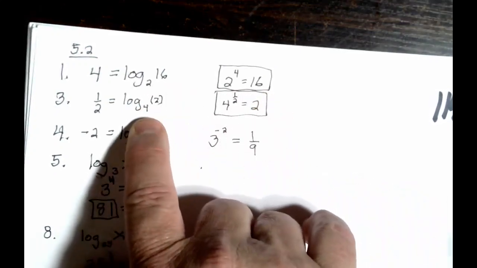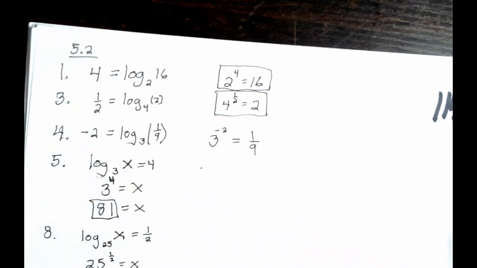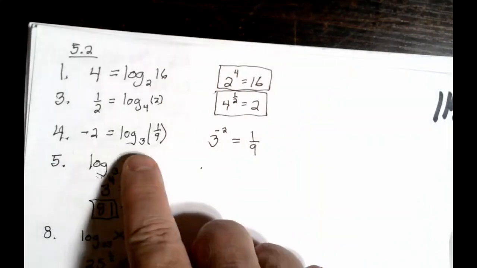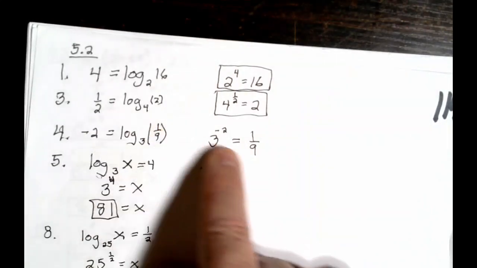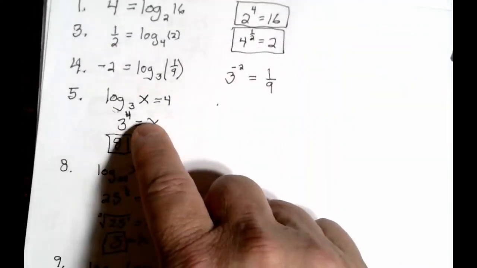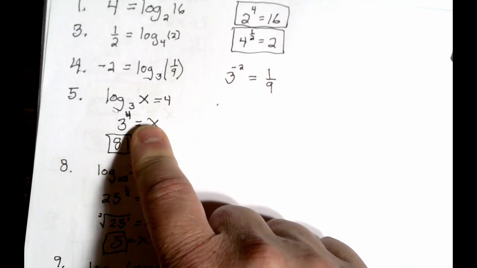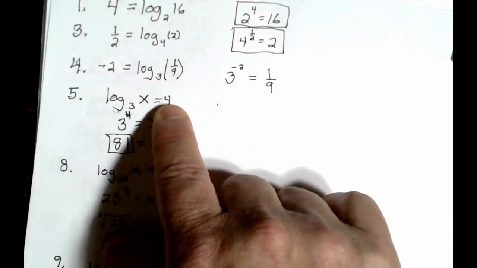So 4, base 4 raised to the 1/2 equals 2. 3, base 3 raised to the exponent -2 equals 1/9. Okay, and now they ask you to solve these, ask you to write them in exponential form. So it's 3 raised to the 4th equals x.